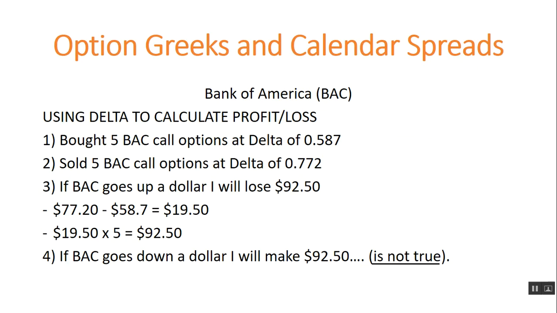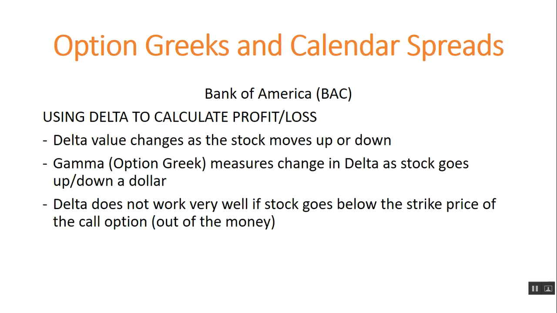The reason is that if the stock goes up or down, those delta values will change. There's another option Greek known as gamma, and that measures the change in delta as the stock goes up or down $1. And delta doesn't work hardly at all if the stock goes below the strike price of the call option, because what happens to call options when they go out of the money? They become worth almost nothing. And the further out of the money the option goes, the less well those option Greeks work. They don't work hardly at all.